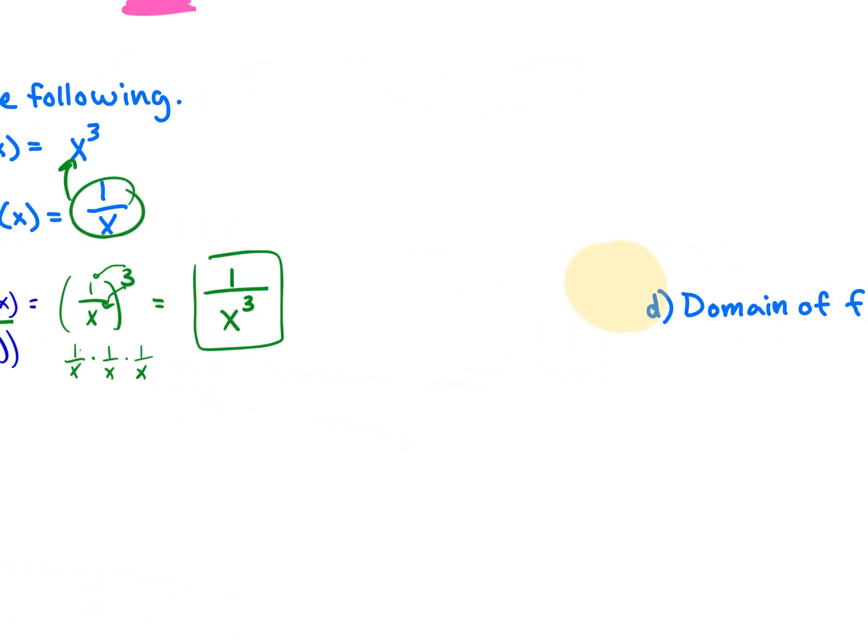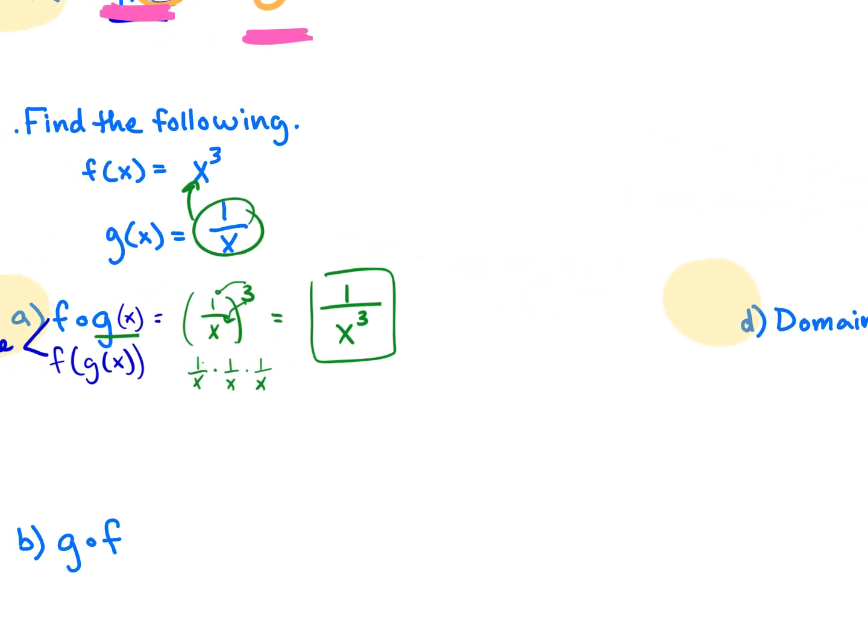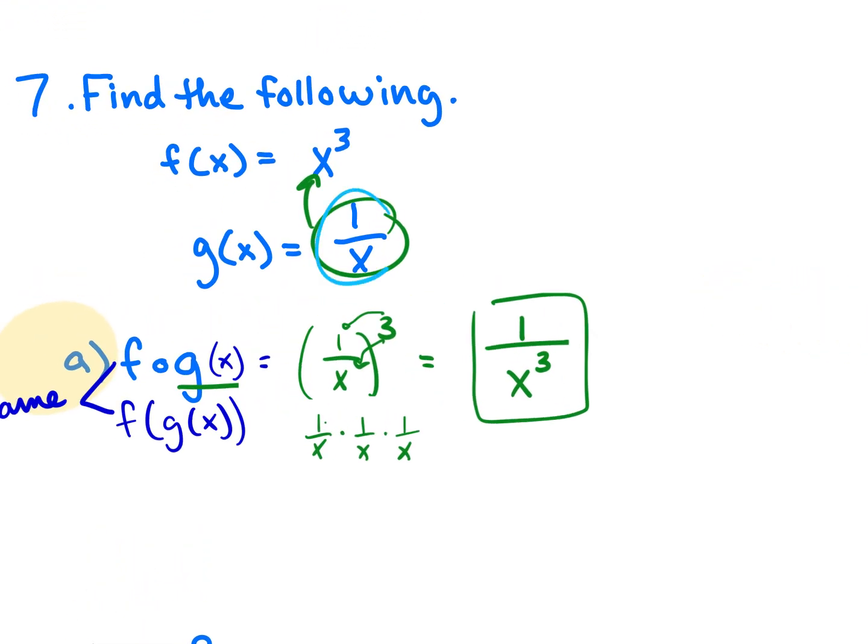Next, let's find the domain. So to find the domain of a composition function, we want to find two things: the domain of the inside and the domain of the whole new thing. So starting with the domain of G, let's find our domain of G. Now we have to look for two things when we're checking for domain: if we have square roots and if we have fractions. Do we have a square root or fraction here?